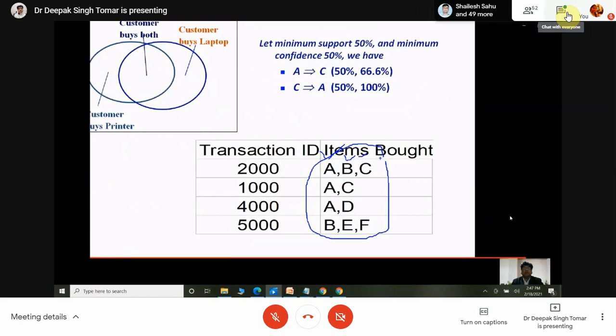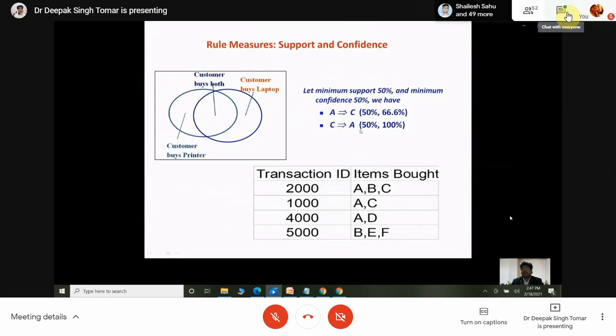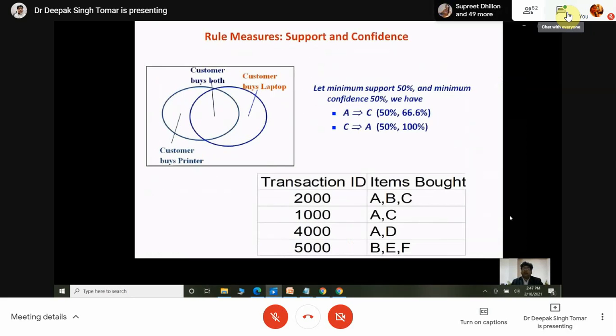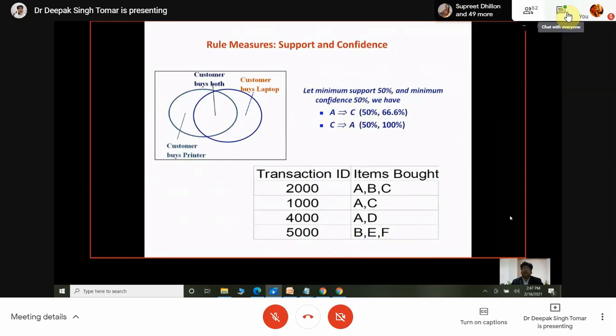Now find out the rules. So rule is there, A implies C. So here the customer buys printer, customer buys laptop, and customer buys the. So support is how many times both are offered together as a percentage of total transactions. When we take A and C from here, you will find out how many times A and C are offered together as a percentage of total transactions. So AC are offering here and AC are offering here. Total transactions are 4. So 2 by 4 is 50%.